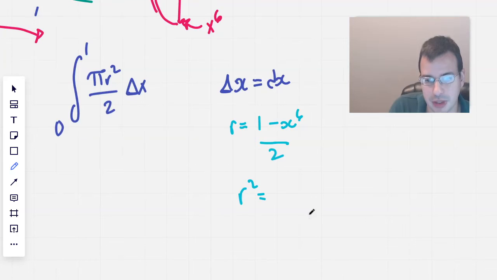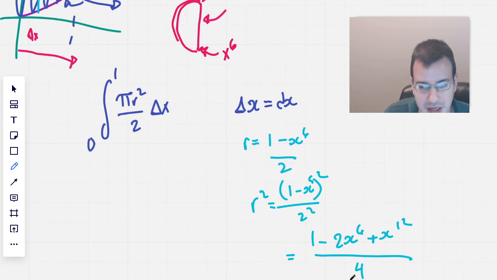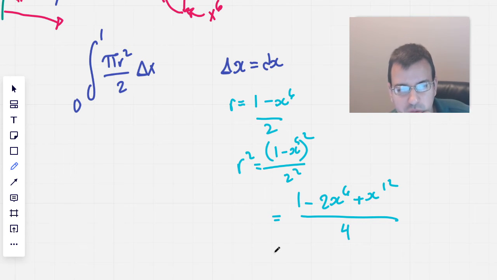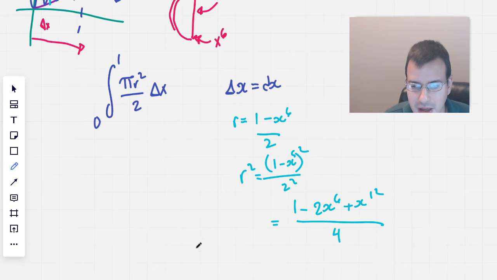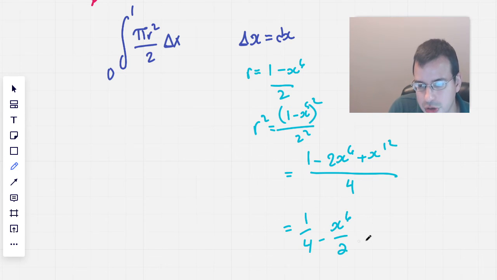And so r squared would be 1 minus x to the 6th squared over 2, also squared. So we have 1 minus 2x to the 6th plus x to the 12th. That's just the whole foiling method. That looks pretty good. I'm good with that. And I'll break it up one more time. So I have 1/4 minus x to the 6 over 2 plus x to the 12 over 4.